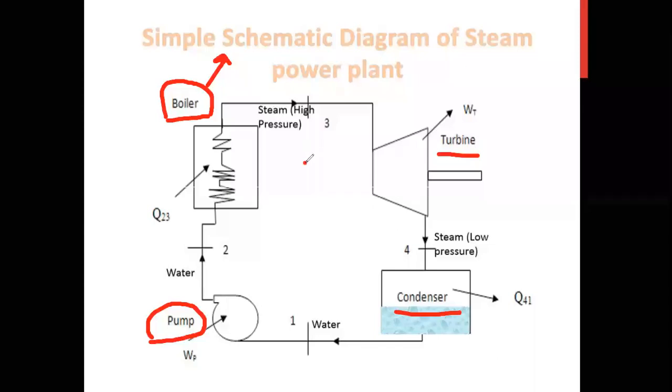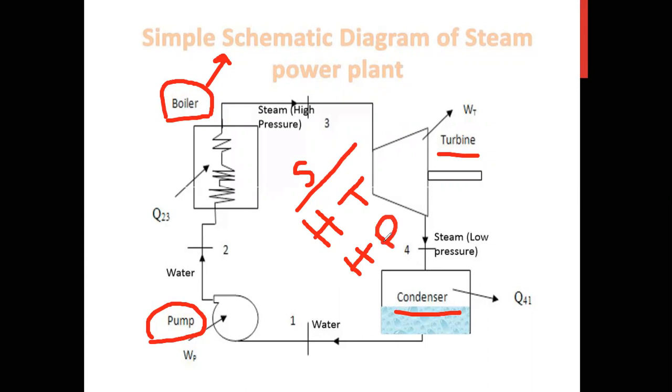The steam has basically two major characteristics. Please take notes. One is high temperature, and another one is high pressure. This steam has two main characteristics: the first is high temperature, the second is high pressure.